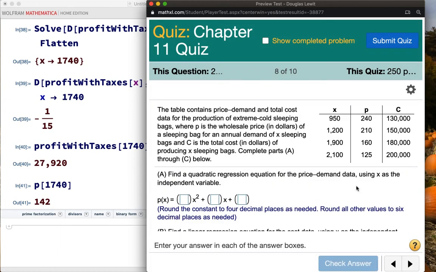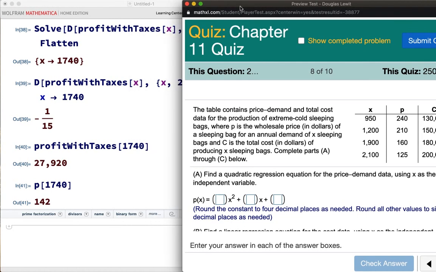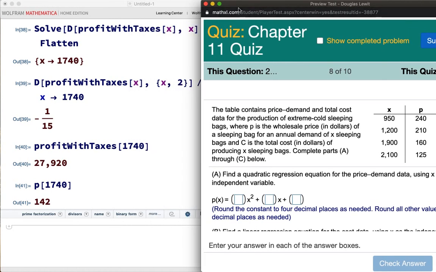Okay, number 8. The table contains price, demand, and total cost data for the production of extreme cold sleeping bags, where P is the wholesale price in dollars of a sleeping bag for an annual demand of X sleeping bags, and C is the total cost in dollars of producing X sleeping bags. Complete parts A through C below.